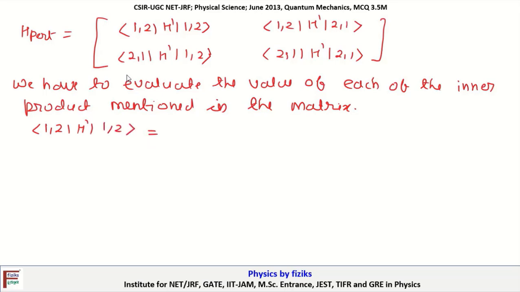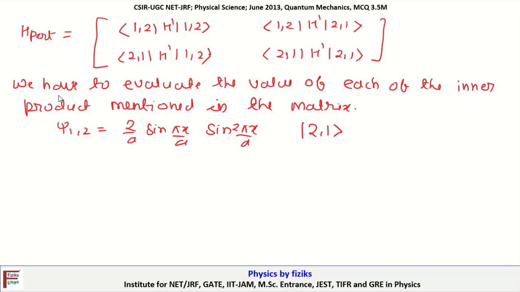H dash 1, 2 will be... let us first define the wave function 1, 2. Psi 1, 2 would be defined as 2 by a sine pi x by a sine 2 pi y by a, and for the 2, 1 state, here I can write psi 2, 1 is 2 by a sine 2 pi x by a sine pi y by a.